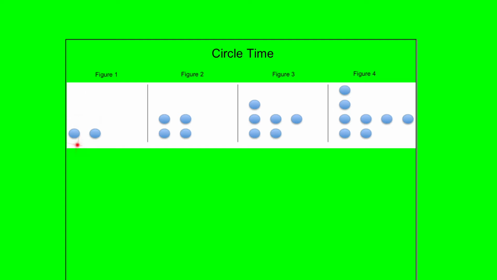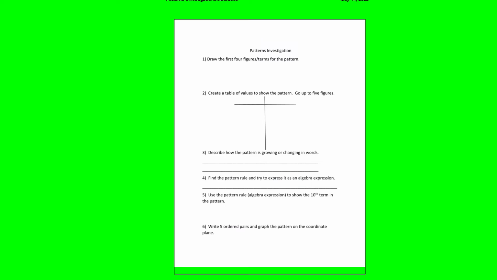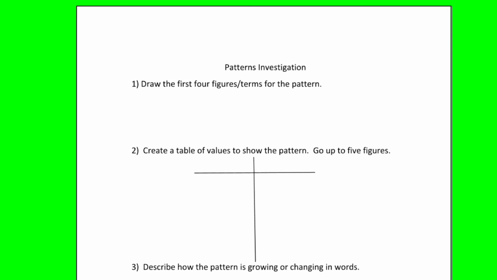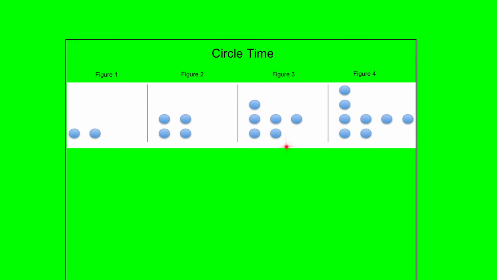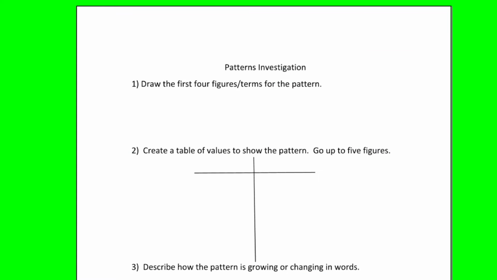Right here, figure 1 has 2 circles. Figure 2 has 4 circles. Figure 3 has 6 circles, and figure 4 has a total of 8 circles. And then what we've been doing is representing these patterns on these pattern investigation sheets. So one of the first things I'd have them do is actually draw the pattern on here. I'm not going to do that right now because we've got the pattern right there. Okay, so that's one of the things I'd have them do.